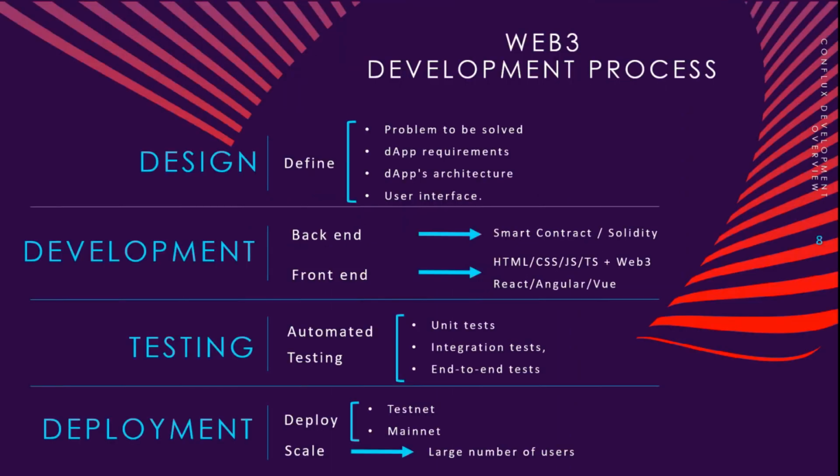Let's first start with the Web3 development process. The Web3 development process involves several phases, including design, development, testing, and deployment. These are like the main phases in every development process.